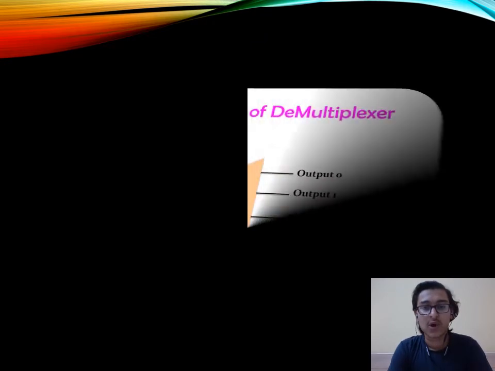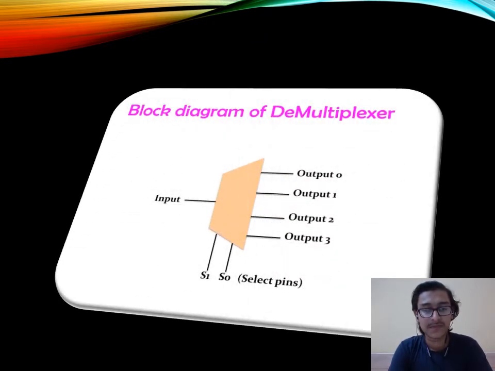So this is the block diagram of demultiplexer. As you can see, it has one input and several outputs. This is the block diagram of 1 to 4 demultiplexer. It has one input and 4 outputs. These are the select inputs S0 and S1. For 1 to 4 we have 2 select inputs. For 1 to 8 we have 3, and for 1 to 16 demultiplexer we have 4. We can change these inputs like 00, 01, 10, 11 to get different types of outputs.